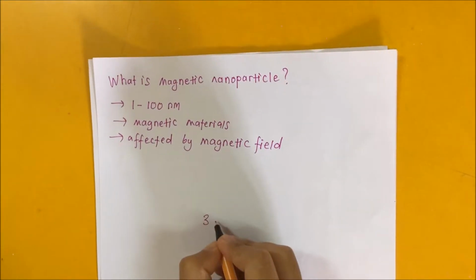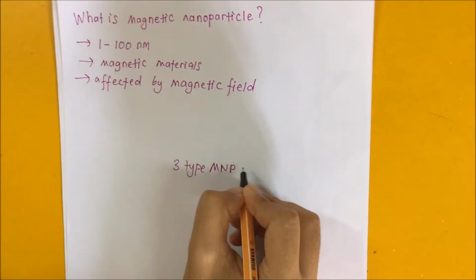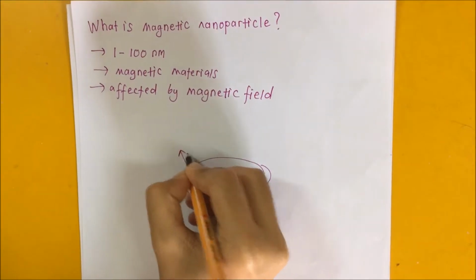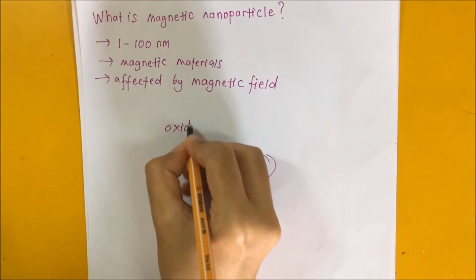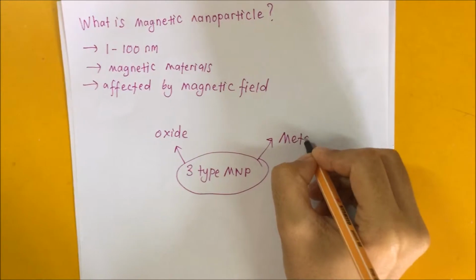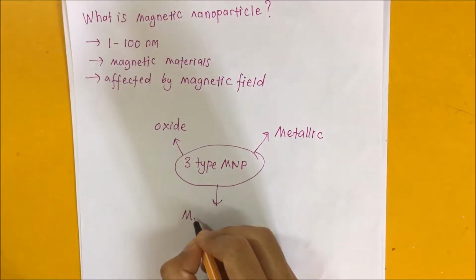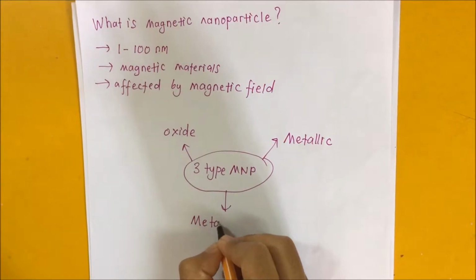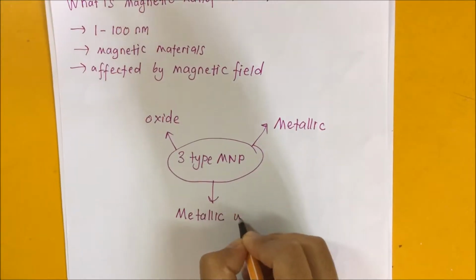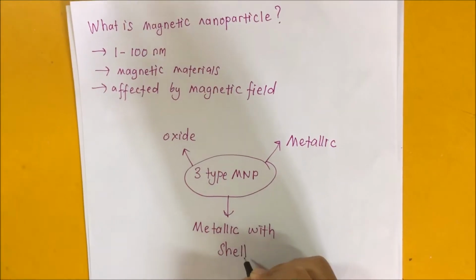There are three types of magnetic nanoparticles. The first one is oxide, for example, ferrite. The second one is metallic. The example of metallic nanoparticle is cobalt. And the third one is metallic with shell, for example, cobalt with graphene shell.